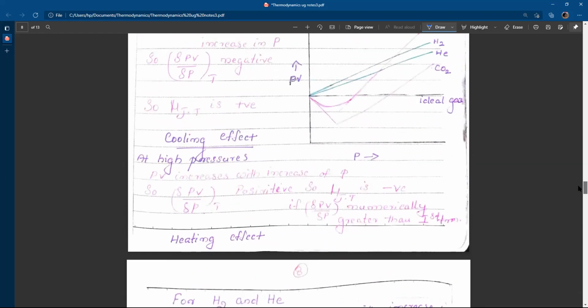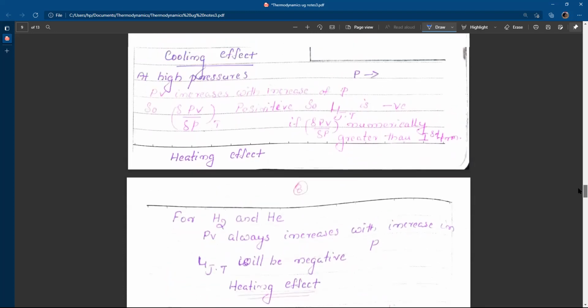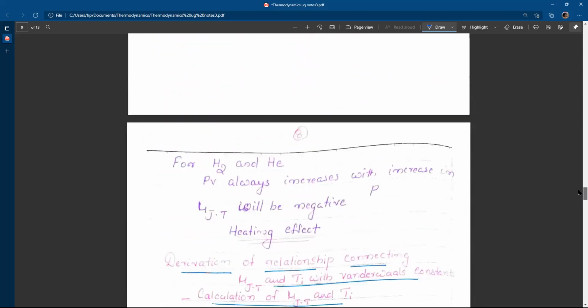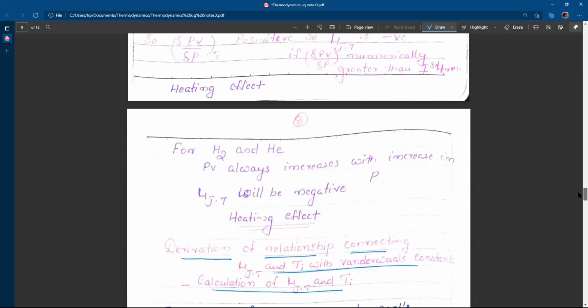For hydrogen and helium, PV always increases with the increase in pressure. So μJT will be negative. So only a heating effect is produced at temperatures well above their inversion temperature.